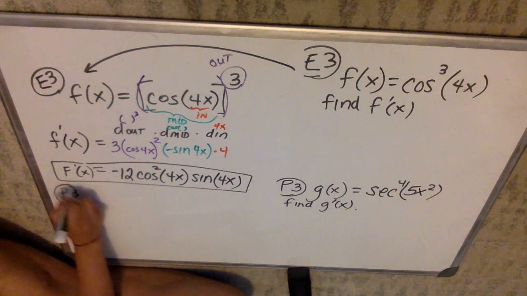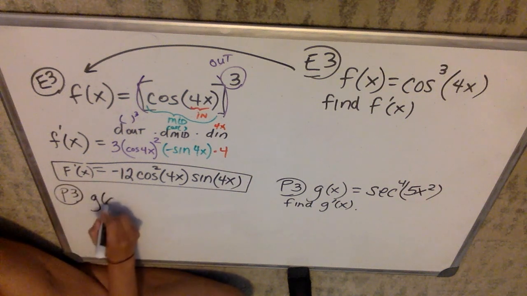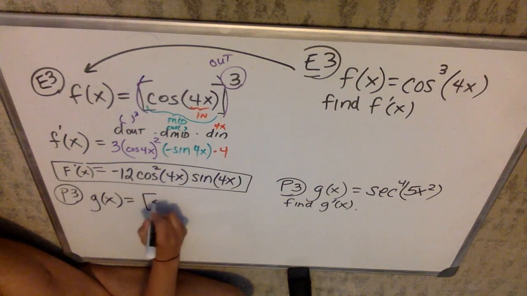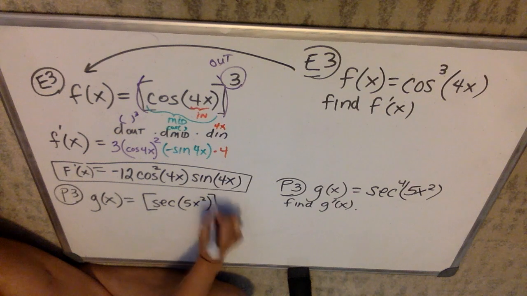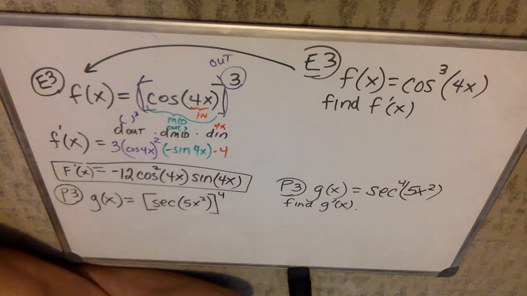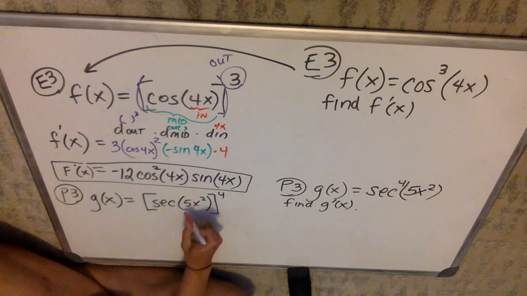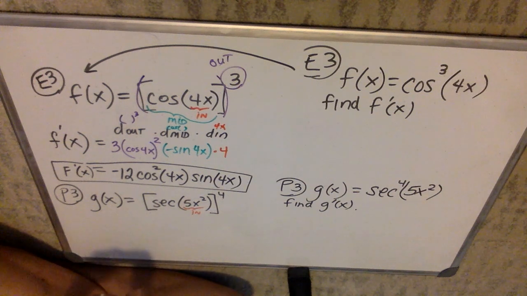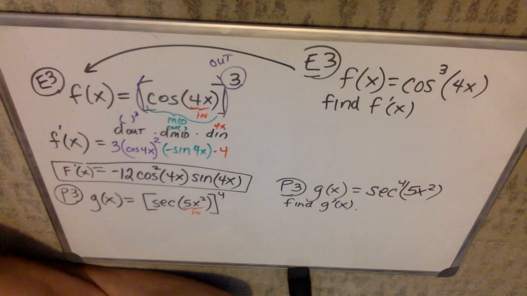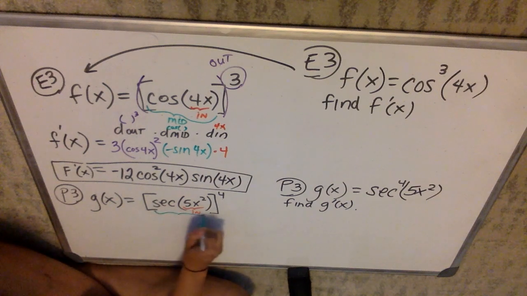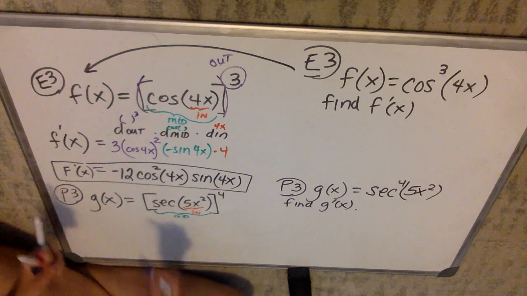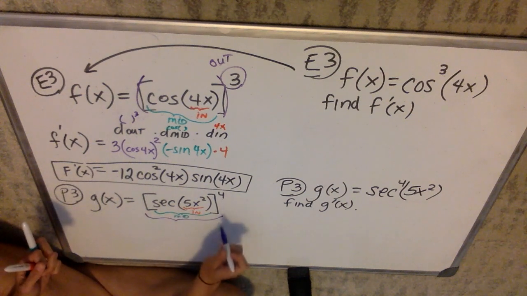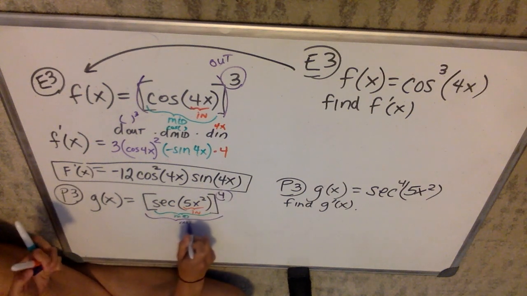So for P3, it's helpful to rewrite my g of x, recognizing that that 4th power is actually on the outside, right? So my inside function is usually the one that has the x, right? So my middle function would be the secant, right? There's a lot of colors here. Okay. So my middle function is secant, right? And then my outer function is stuff to the 4th, right? So my outer function is this 4th power.